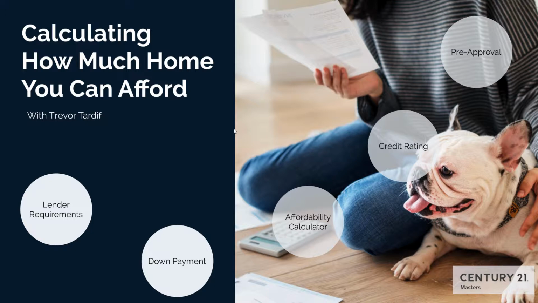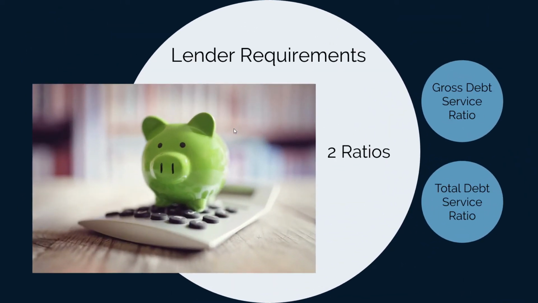Let's jump into lender requirements first. So with lender requirements, there's 2 ratios that the banks look at when they're evaluating your ability to purchase a home, as well as how much home you can actually afford. And these are ratios: the first one is called your gross debt service ratio and the second is your total debt service ratio. I'm going to explain to you how those work. Don't worry about it too much if you're not comfortable with doing these calculations yourself. Later on in this presentation, I'll show you how you can just get a professional to do it for you.